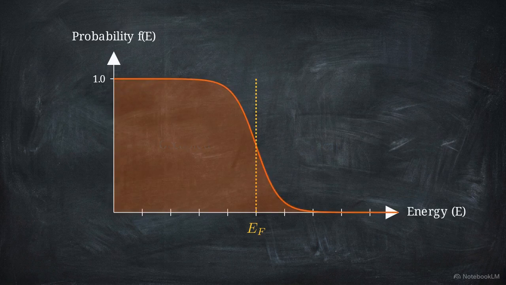Increasing temperature to 300 Kelvin smears that sharp boundary into a gentle curve centered around the Fermi energy. The width of this transition represents the available thermal energy. An electron can only absorb heat if it can move into a vacant state at a slightly higher energy. Electrons deep within the distribution cannot absorb thermal energy because all neighboring states are occupied. The Pauli exclusion principle blocks their transition.